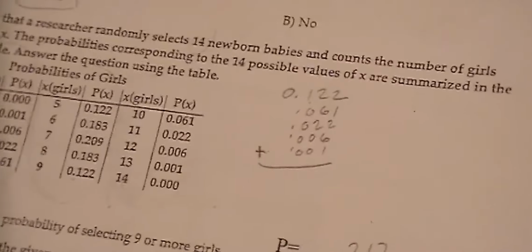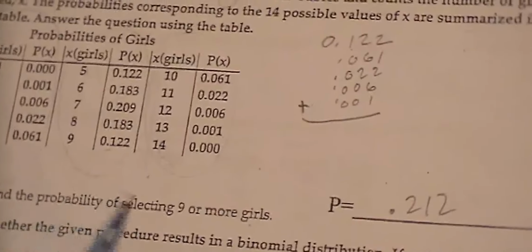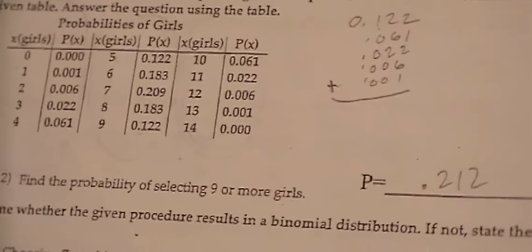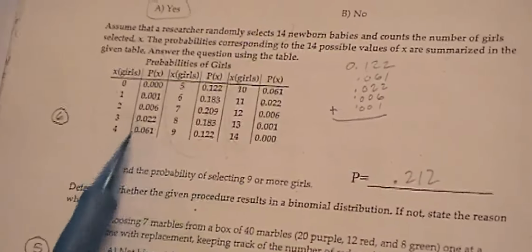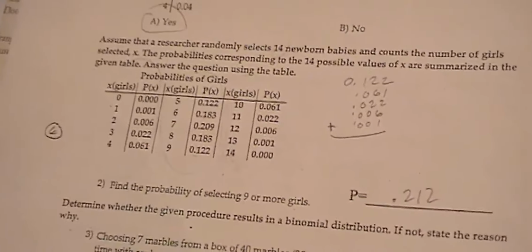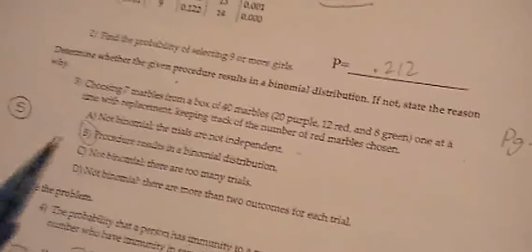Saying 9 or more is different from saying more than 9. 9 or more means you want to include the 9. More than 9 means you don't include the 9, so you would start at 10 and above. Depending on which situation he gives you, it's just a matter of adding the probabilities. That's also 5.2.